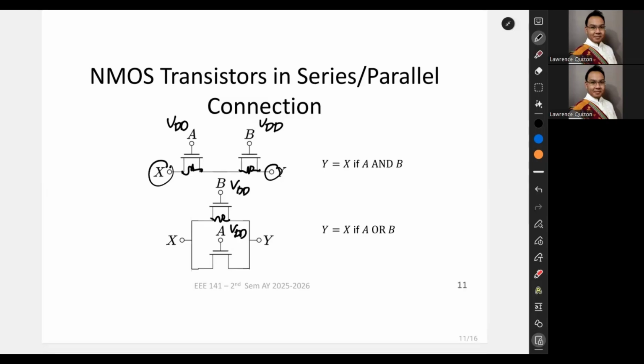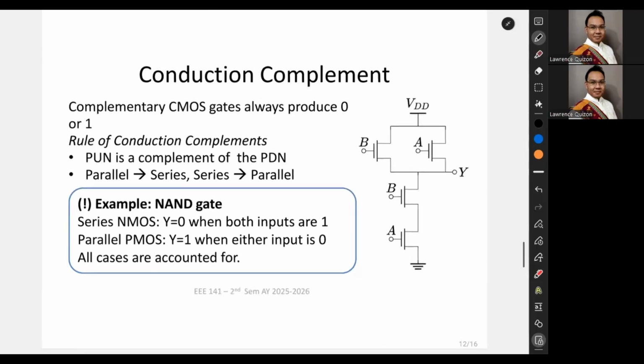Now, to complete the gates, we can just apply ground here. For example, if one of these were ground, then you're essentially saying that output Y is 0 if this condition is true. And that's what the NMOS pull-down network is supposed to do. So this is now the concept of conduction complement. The PUN has to be a complement of the pull-down network.